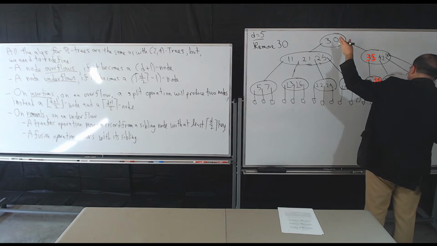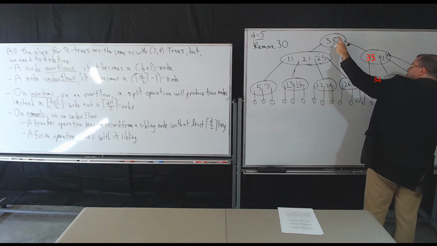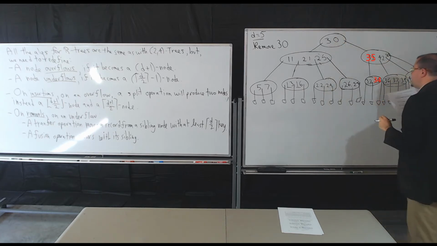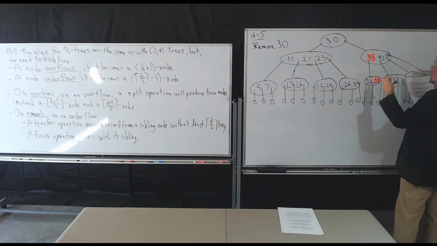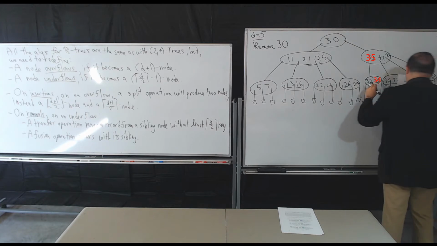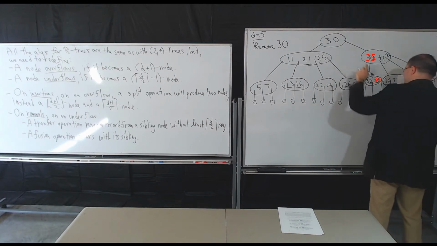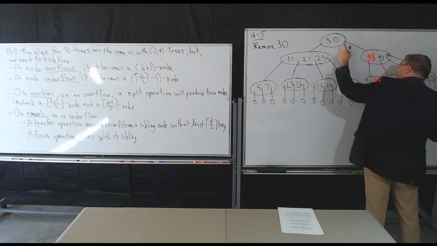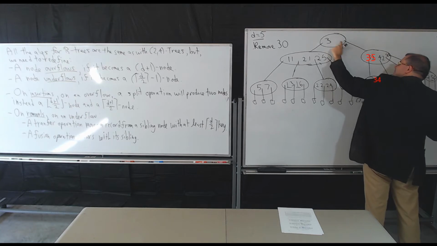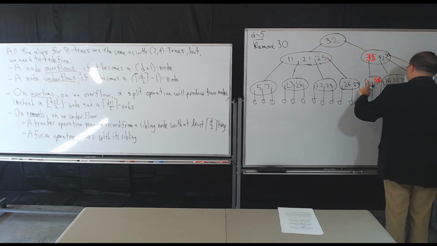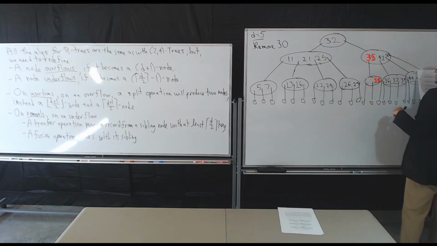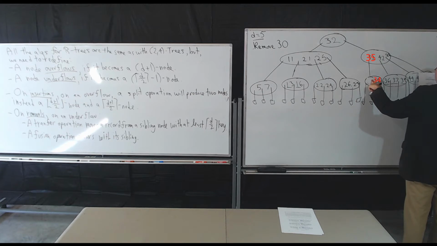So, that being said, let's remove 30. So what do we do? We replace 30 with its successor. Where's the successor? It is located right here. So I'm going to replace 30 with 32, and I'm going to delete 32. So what happens? I delete its associated record.